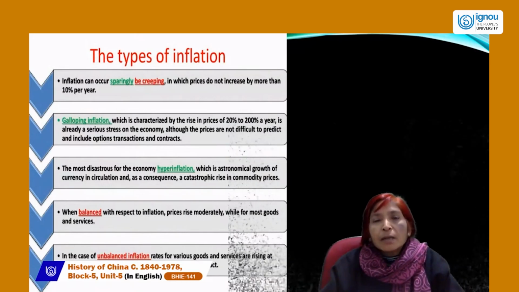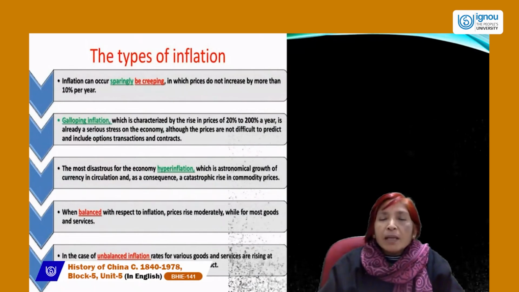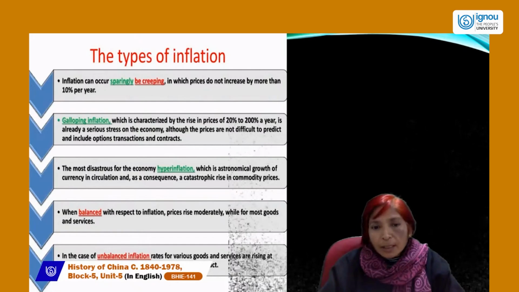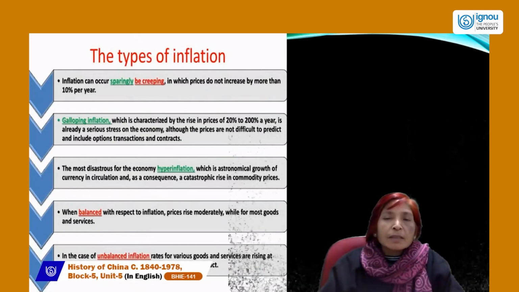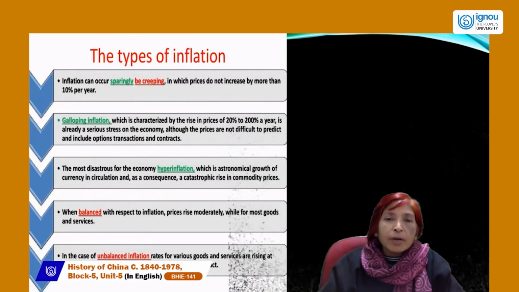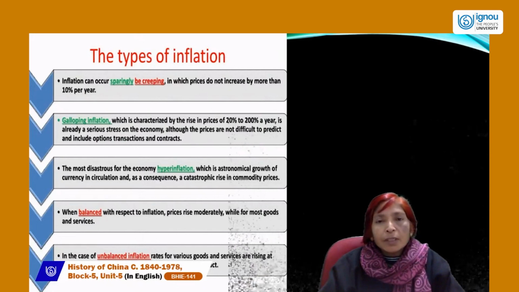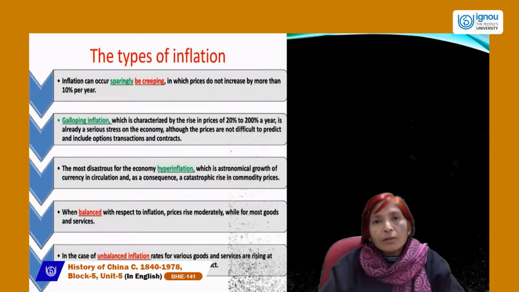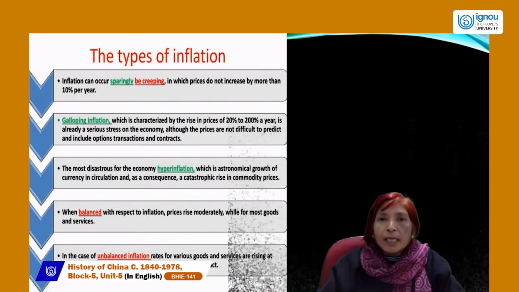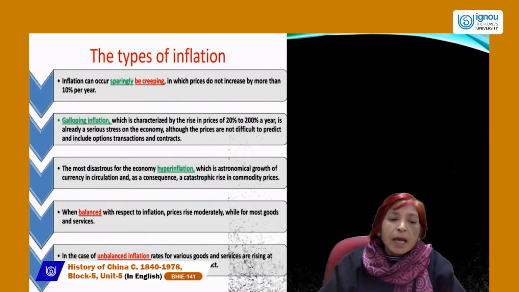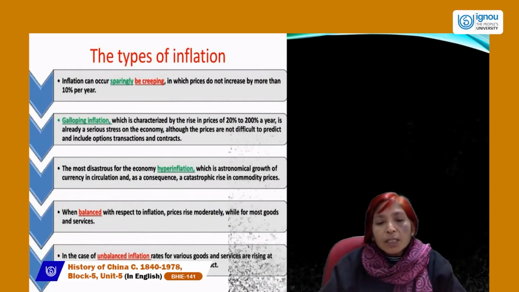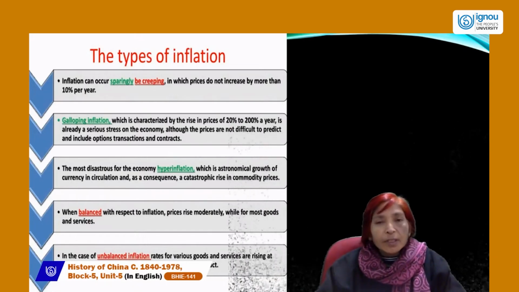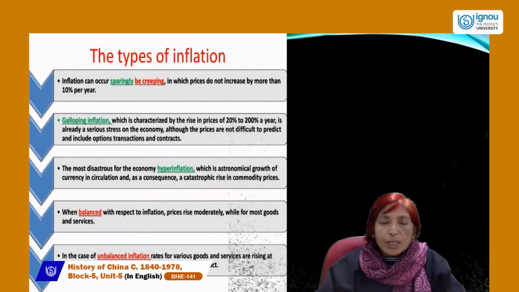form of inflation is hyperinflation, which is astronomical growth of currency in circulation and, as a consequence, a catastrophic rise in commodity prices. When balanced with respect to inflation, prices rise moderately for most goods and services. That is called moderate or balanced rate of inflation. And in case of unbalanced inflation, rates for various goods and services are rising at different times and in different ways for each type of product. So these are different types of inflation according to inflation rate.